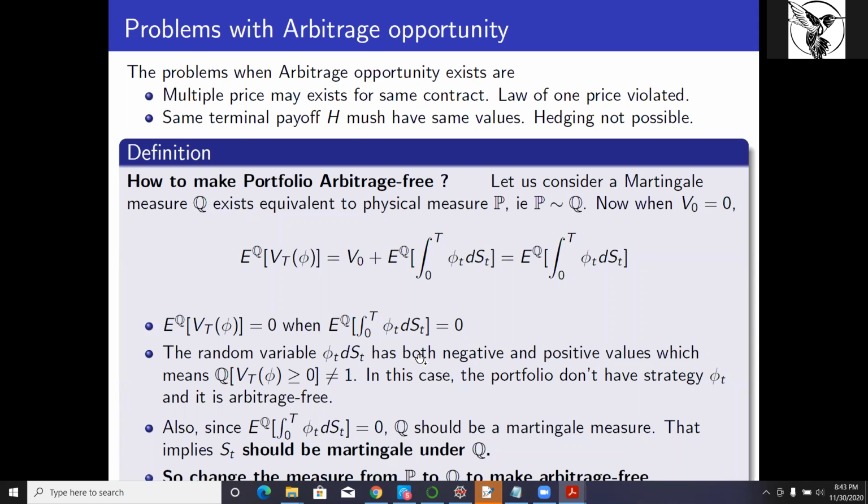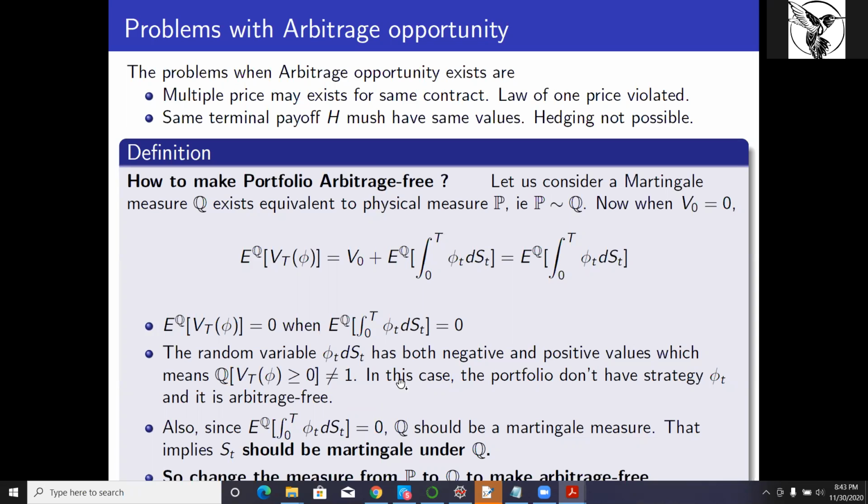If I change the measure, then there is a possibility that it will be arbitrage free and not have any arbitrage strategy, and our pricing method will be a good one, and one unique price will be there. So the idea is that we have to change the measure.